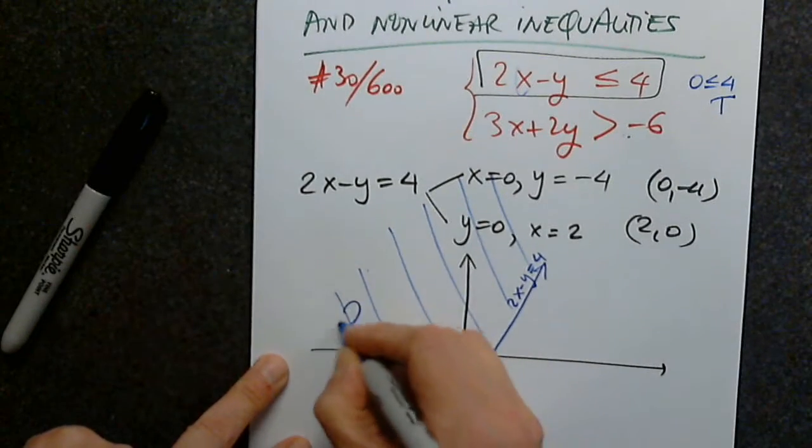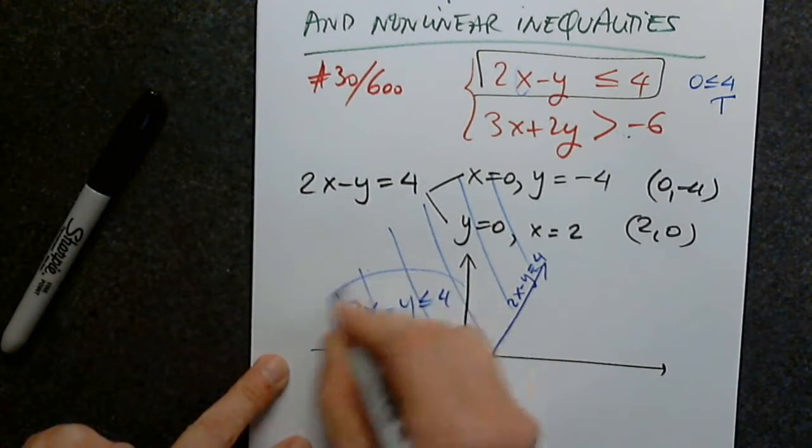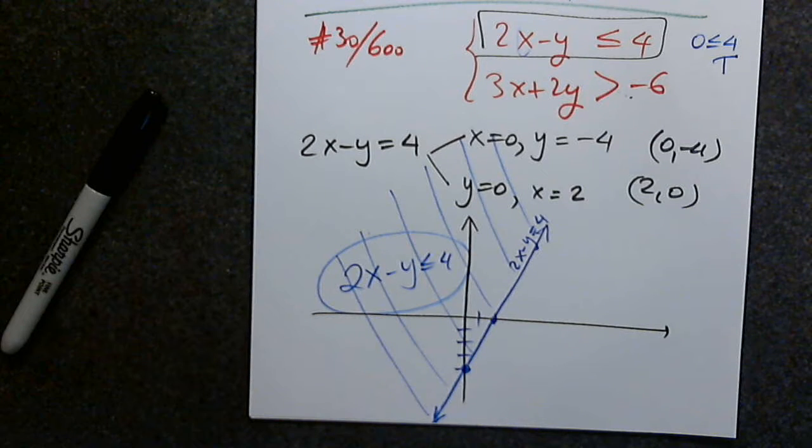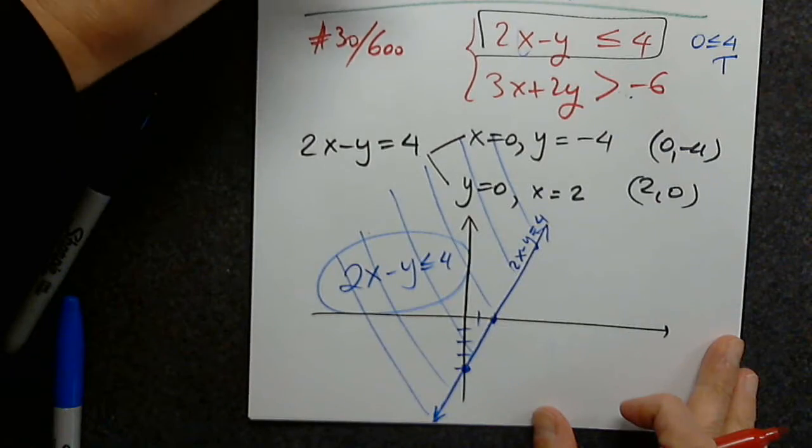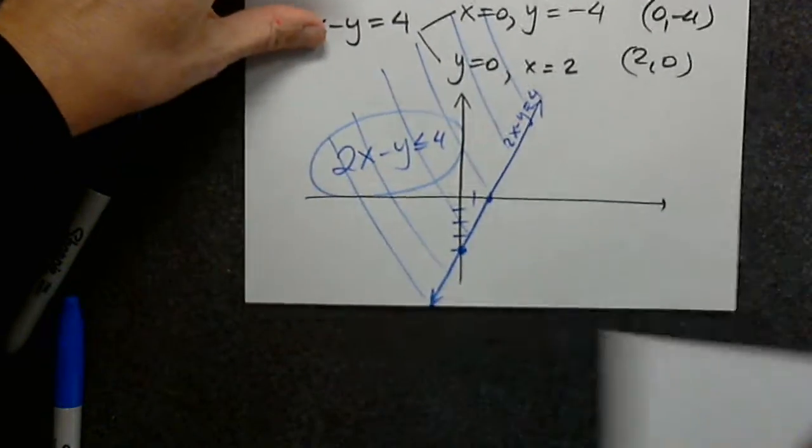So then this is indeed the inequality. The entire area is the inequality, the solutions for this inequality are found in that region. So please do not write on the line, do not write less than or equal to 4. It's not the case. I will repeat the same steps for 3x plus 2y equals negative 6 and find the two ordered pairs like we did before.